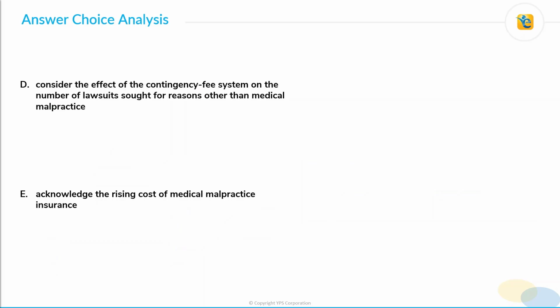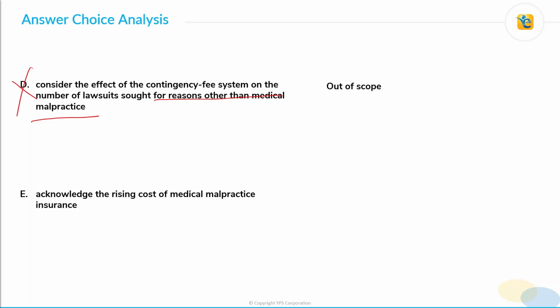Coming to choice D now. This choice talks about the impact of CFS on lawsuits that are sought for reasons other than medical malpractice. However, as we discussed, the conclusion is specific to the number of medical malpractice lawsuits against doctors, and therefore this choice is not in the scope of this argument. That is why I said that understanding all the aspects of the conclusion is very important, because it was so easy to reject this answer choice. We know that this is not in scope. This is irrelevant for the conclusion, and therefore it is incorrect.